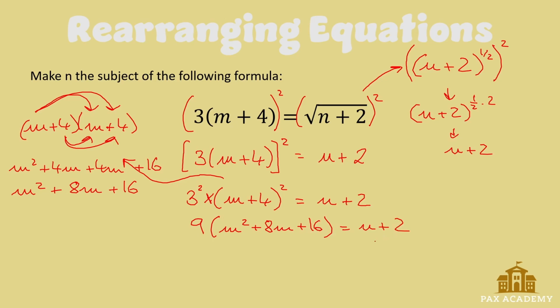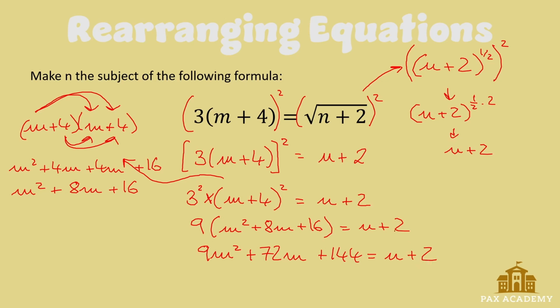Okay. Then we still have a bracket, right, to expand. So we need to do 9 times the whole bracket. So 9 times m squared is 9m squared. 9 times 8m, let's see, 9 times 8, 72, plus 72m, and finally 9 times 16 is 144, plus 144 is equal to n plus 2.